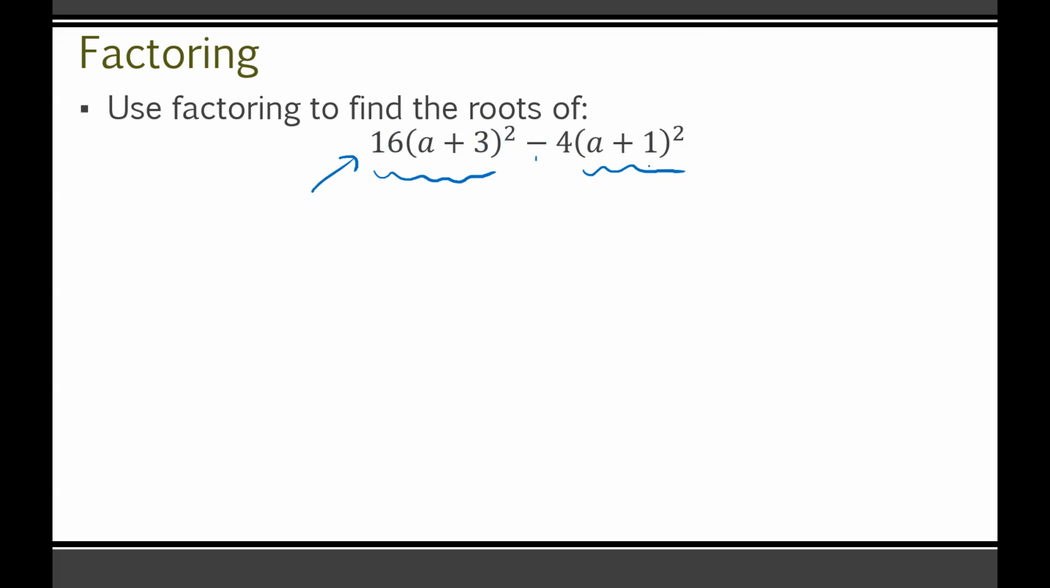So that's square rootable. What about the second chunk? Well, 4 can be square rooted, and (a plus 1) squared can be square rooted. So this is actually just a difference of squares. It's just a really, really ugly looking one, right? So difference of squares works like this.